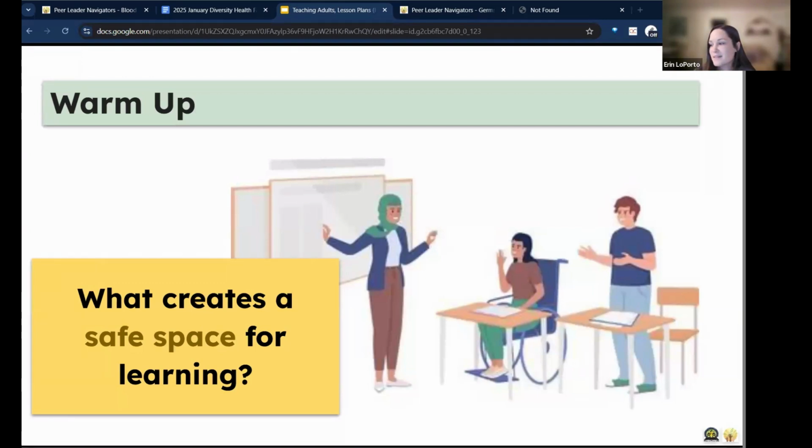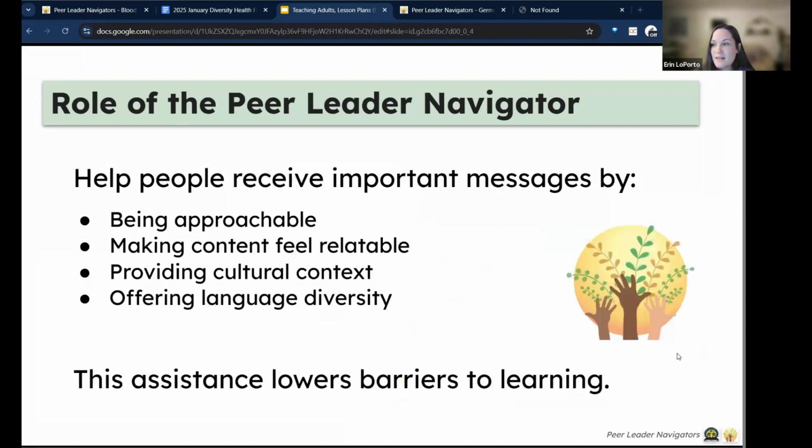Yeah, and to people in the comments saying something similar, just make it easy, using simple words and pictures, making it relatable and being respectful. So yeah, I think you guys all got it right. And something unique about the Peer Leader Navigators and your role in educating people is that you help bridge the gap because by being approachable, all of you are very approachable and kind, social people, and that helps.